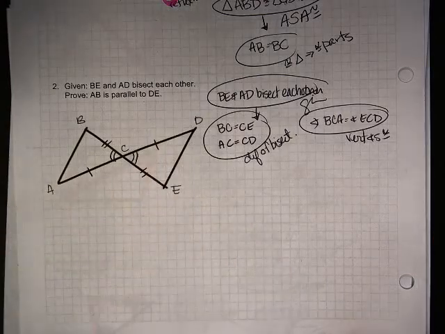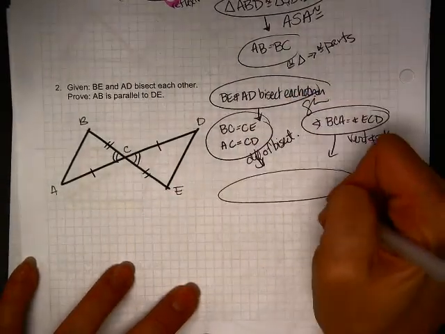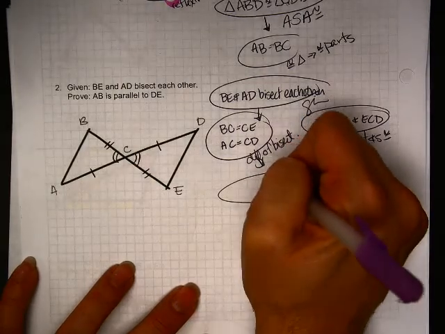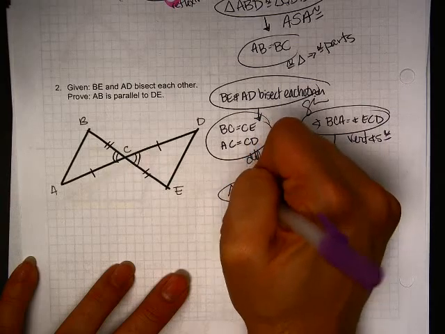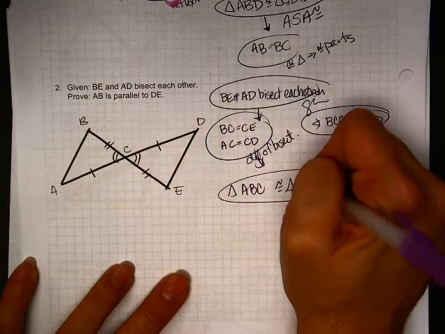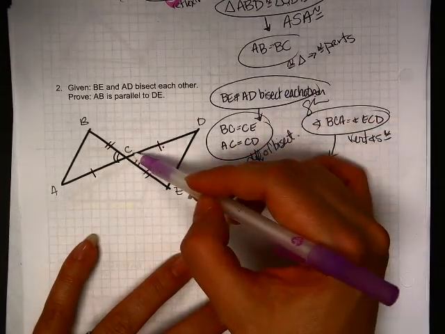I look back at my picture and I say, oh, I've got congruent triangles. Now that I have congruent triangles, I can take a step back and say, all right, that is lovely, but how is that going to be helpful? So I've got triangles ABC and DEC, and our reason is SAS.